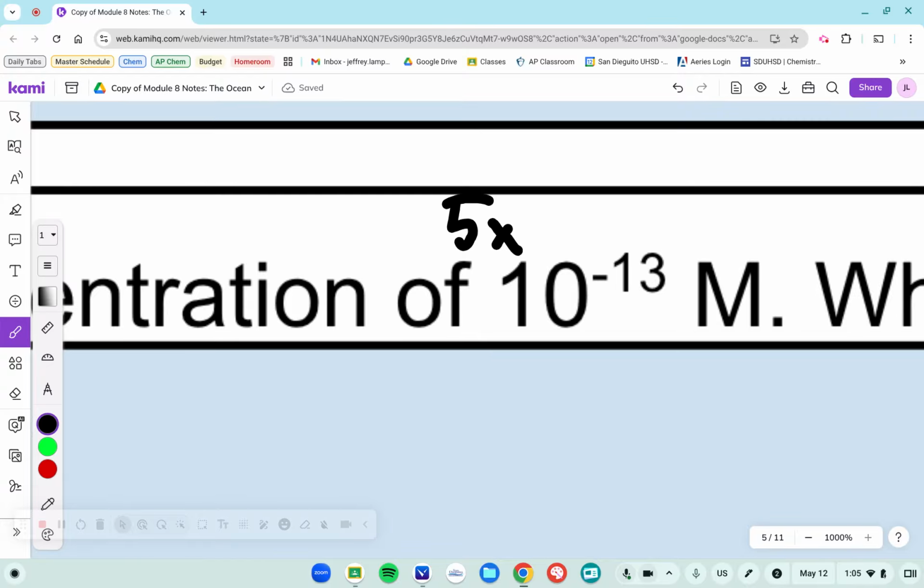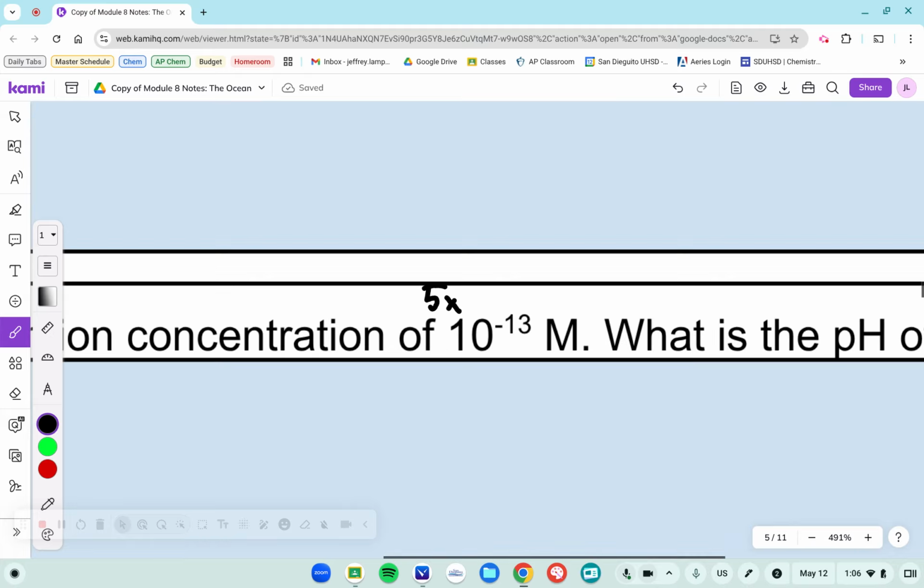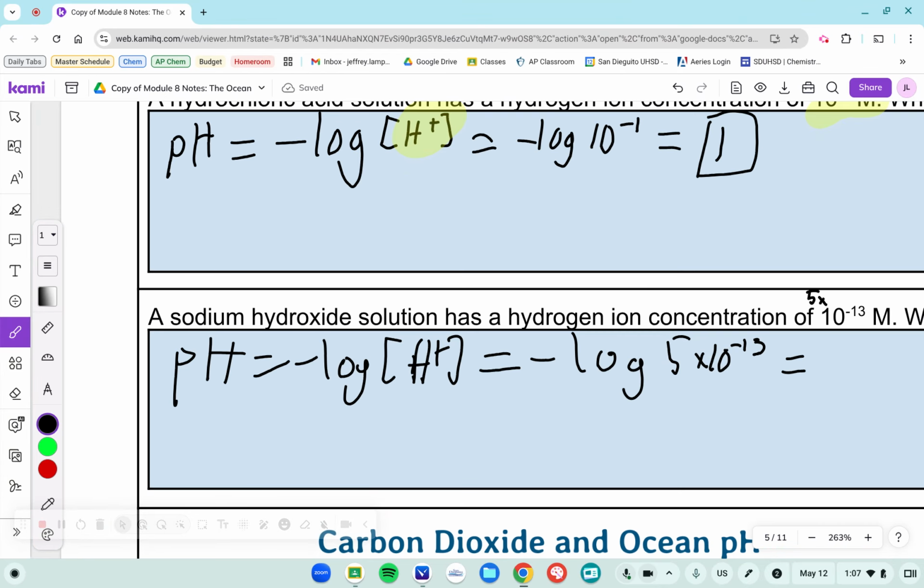So go ahead and make that change. Change this to 5 times 10 to the negative 13 for the next problem, and try and solve this one. You're doing the same thing. Just try and solve 5 times 10 to the negative 13. What would the pH be? Go ahead, try and solve. On this one, we changed it. The problem originally just said the concentration is 10 to the negative 13. But remember, we changed it. We said it's 5 times 10 to the negative 13, just to make the problem slightly more challenging, okay?